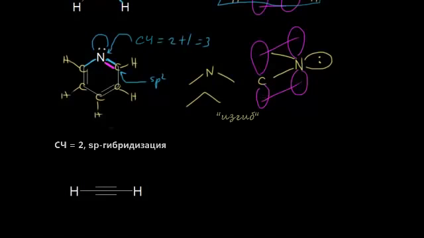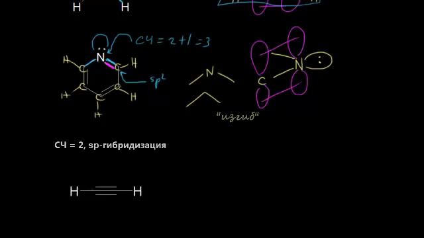All right, our final example, steric number is equal to 2. That means you have 2 hybridized orbitals. You can make 2 hybridized orbitals from one s orbital and one p orbital. So therefore, when the steric number is 2, we're talking about an sp hybridized atom.